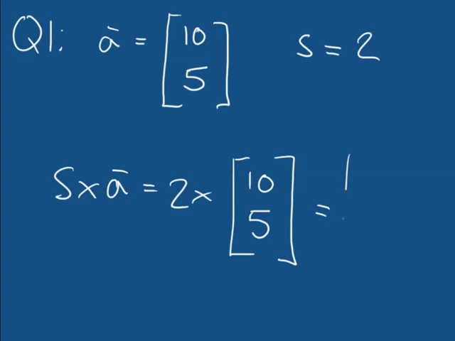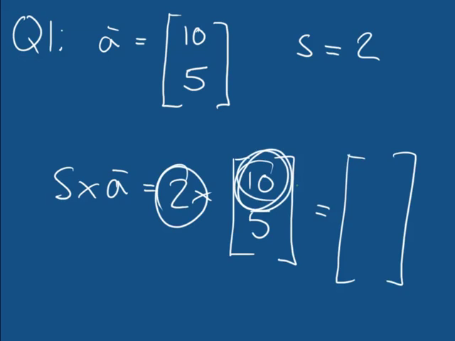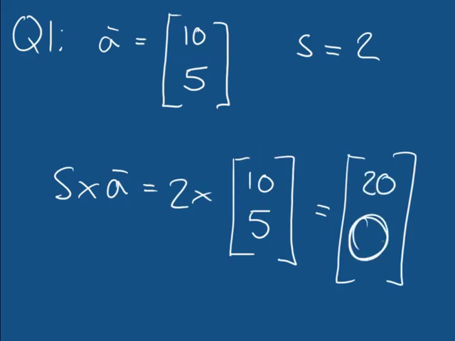which we know is going to give us a vector with two components. The first component is going to be equal to our scalar times the first component of the original vector. That's 2 times 10, which is 20. The second component is going to be equal to a scalar times the second component of our original vector. That's 2 times 5, which is 10. So you should have got the vector 20, 10.